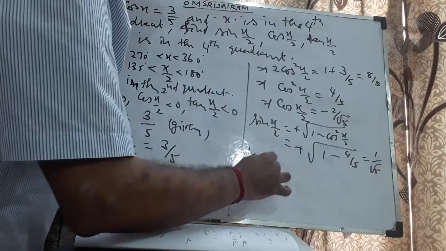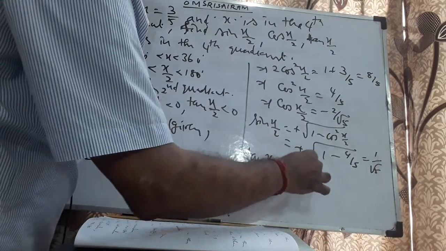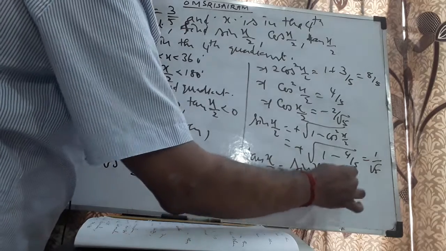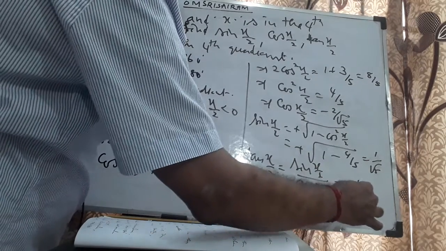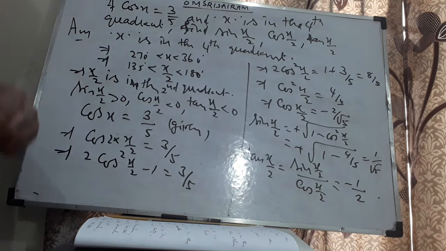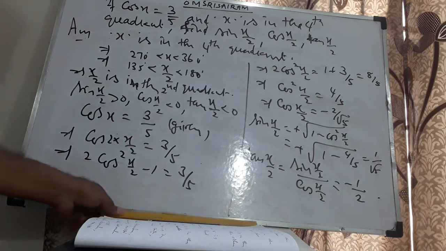Therefore, automatically I end up with tan x by 2 is sin x by 2 by cos x by 2, which will be equal to minus 1 by 2. This root 5 anyway gets cancelled. I repeat the whole answer.